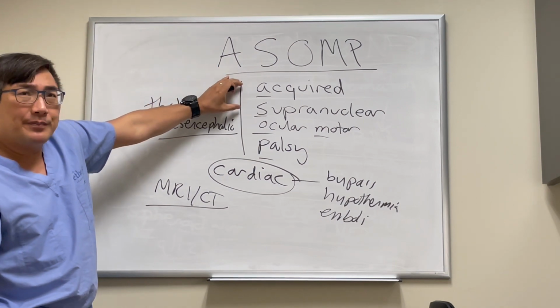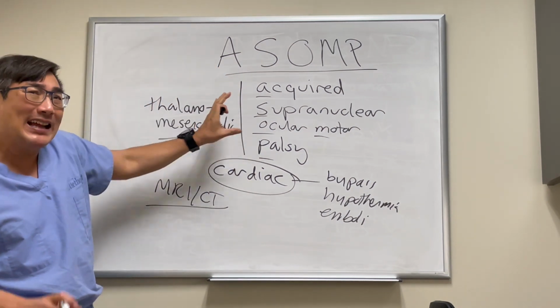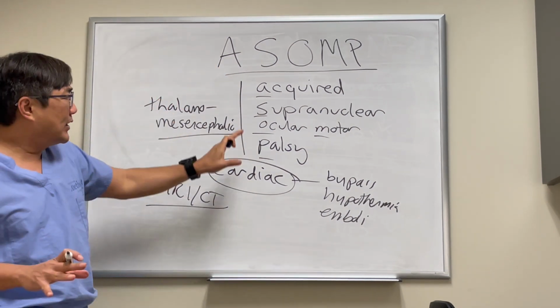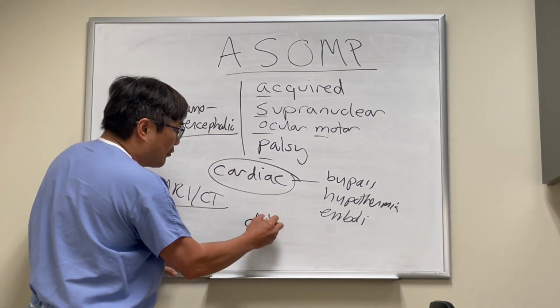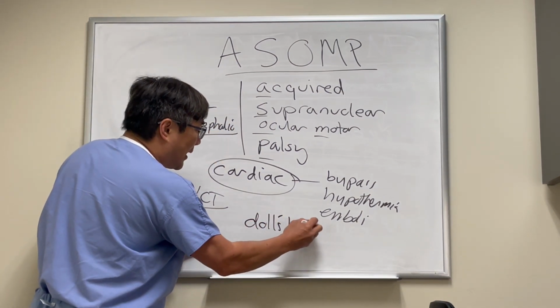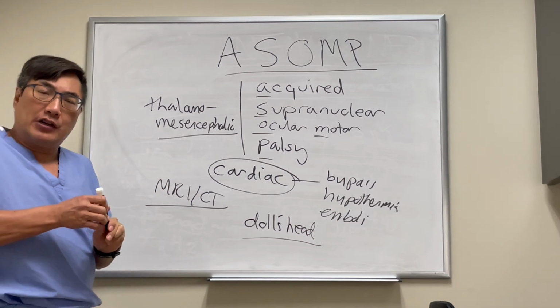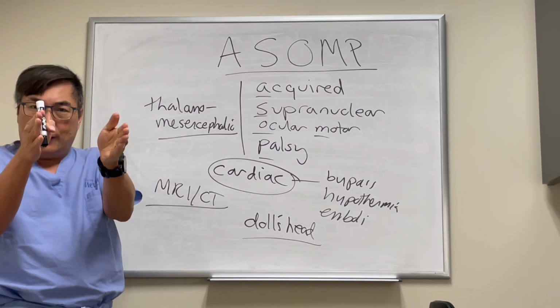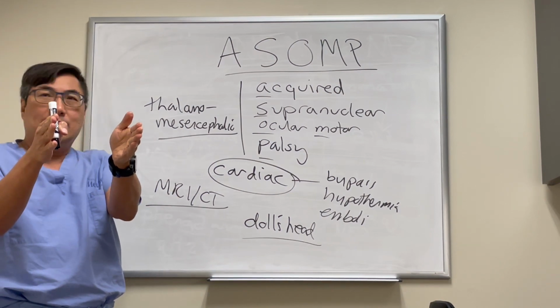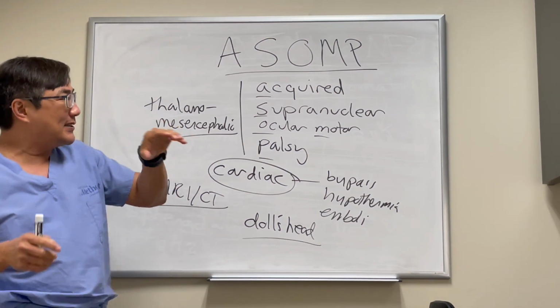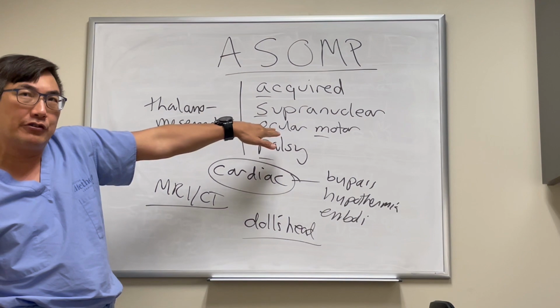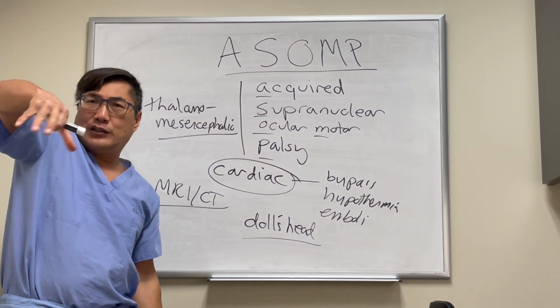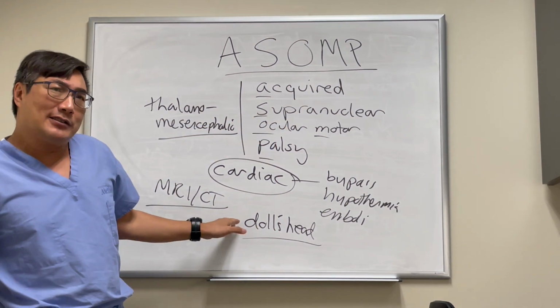So it looks like this. It's acquired. It happens after surgery. It's bilateral and conjugate. It's supranuclear, and the way that we prove that it's supranuclear is by doing the doll's head maneuver. So if we ask the patient to look right, left, up, or down, they might not be able to do it voluntarily, but if we rotate their head, the vestibular system can still talk directly to the oculomotor nuclei, and their eyes will rotate. That's what we mean by the doll's head maneuver.